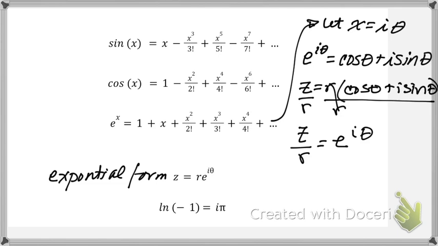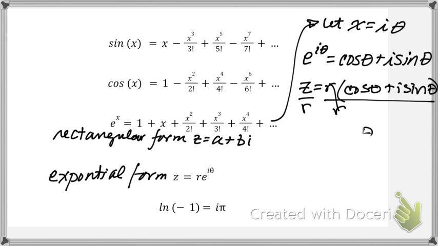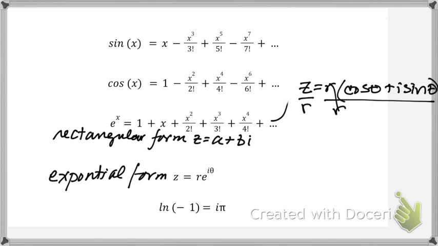And compare that, or consider that we also have the rectangular form of a complex number, which is the first form that you learned in intermediate algebra, z equals a plus bi. And then we've also got, finally, the trigonometric or polar form of the complex number here.